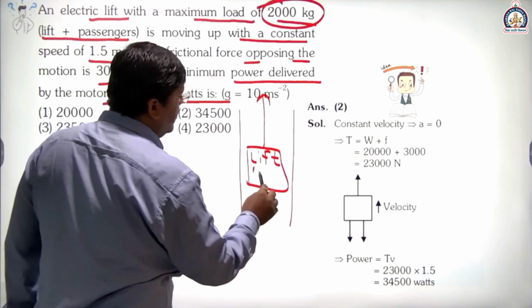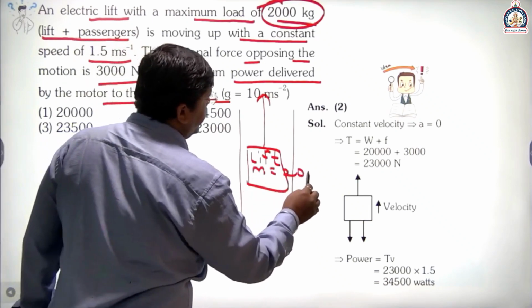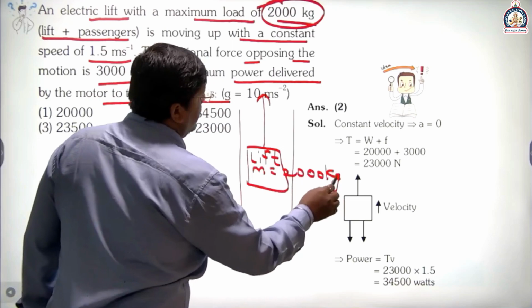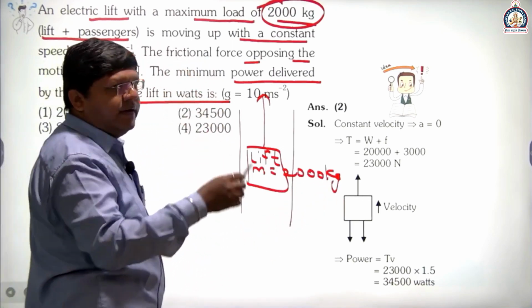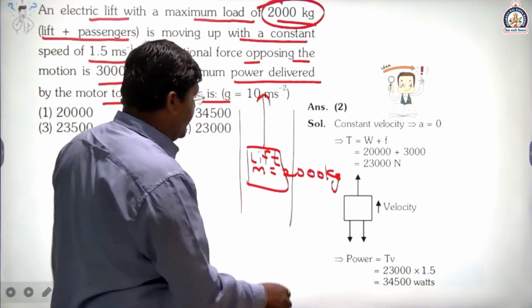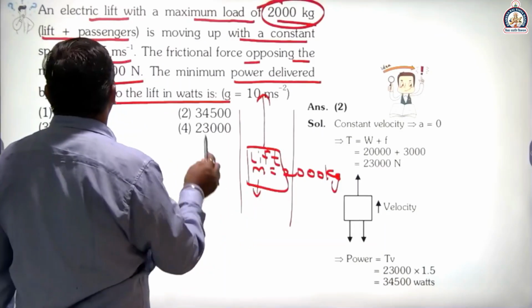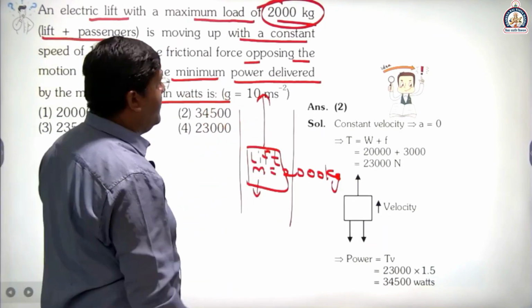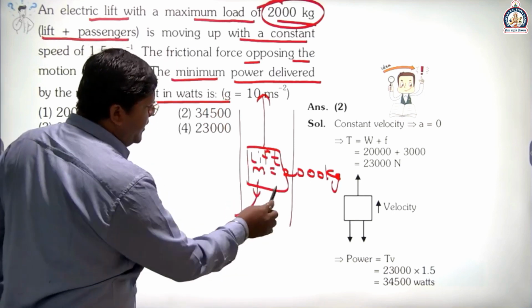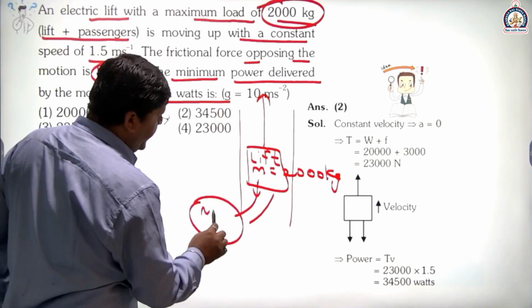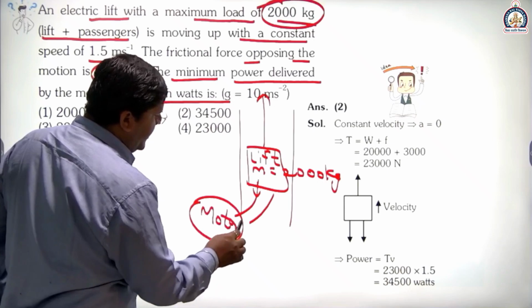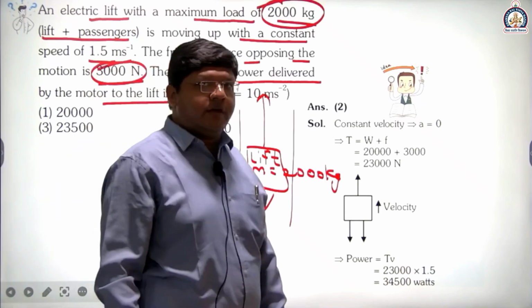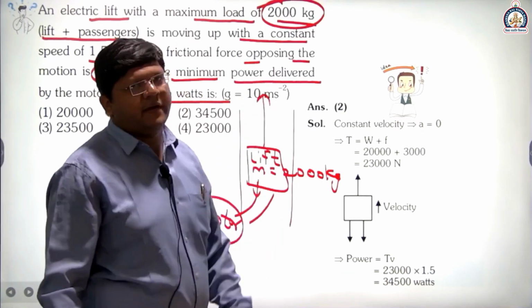Mass is equal to 2000 kg. Now when the lift is moving in upward direction, an opposite force, that is friction force, acting is 3000 Newton. Now we have to calculate the power, because this lift is operated by some motor. We have to calculate the power delivered by the motor to push the lift in upward direction.